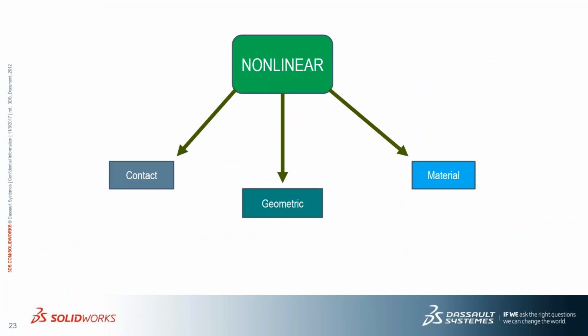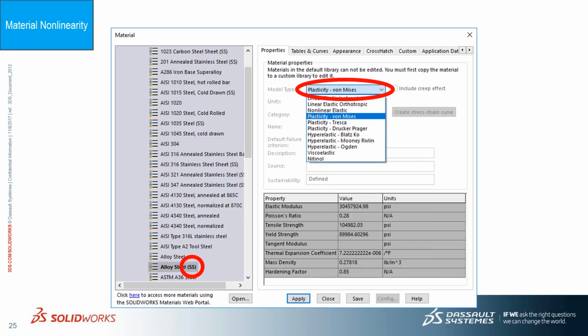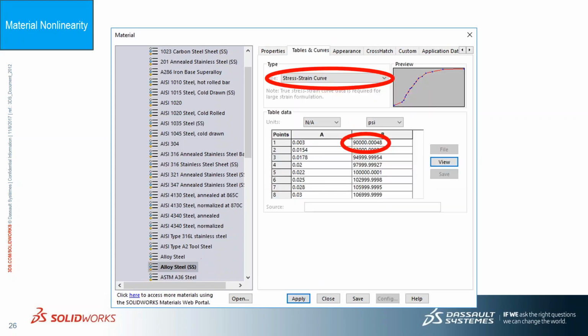So finally, the last type of nonlinearity, material nonlinearity, is a little bit easier to describe or at least point out. For material nonlinearity, have you ever noticed this little SS next to some of the materials in SOLIDWORKS? That doesn't mean stainless steel. If I go into the aluminums folder, you'll see SS next to some of the aluminums as well. What it really means is stress strain. It means that these materials have a stress strain curve available to you.